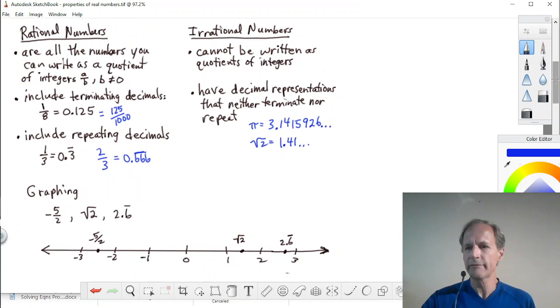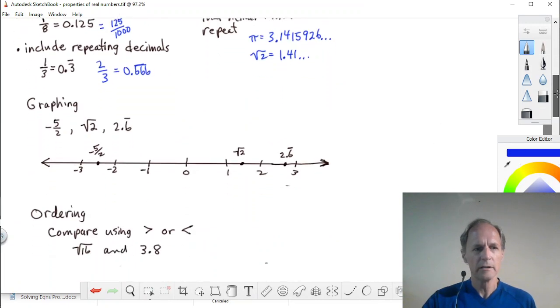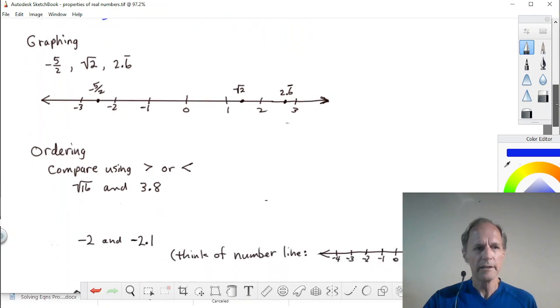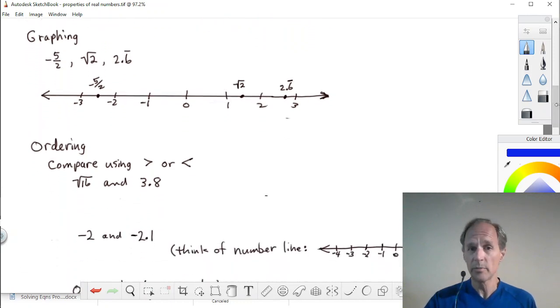We can graph these numbers, show where they are on a number line. Whether they are rational or irrational, they can be placed on a number line. So just because you can't write it as a fraction doesn't mean you can't put it on a number line. It still has a spot. And that's why we call this the real number line. It includes all the real numbers, rationals and irrationals.